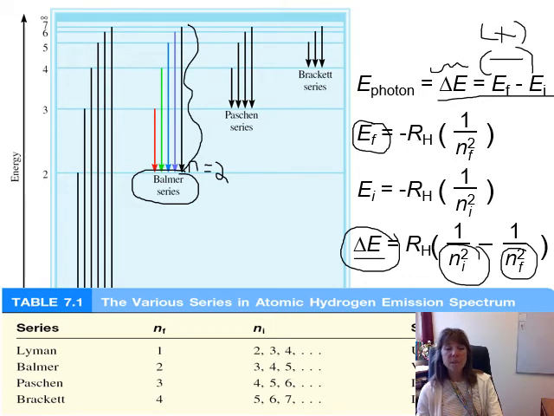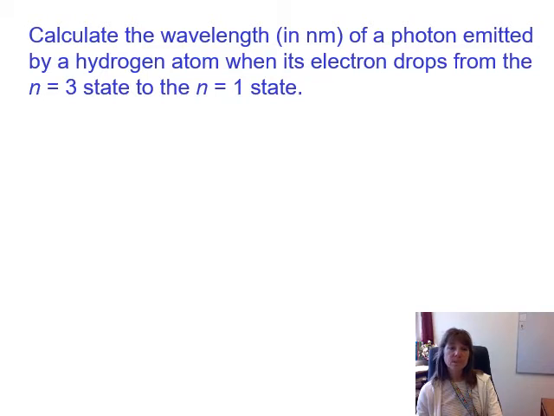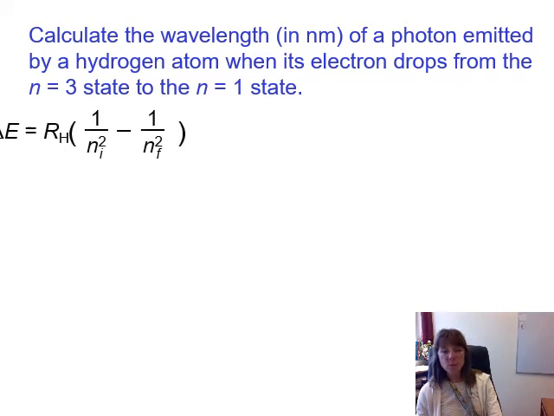That's black because it's of a higher energy than the violet, and it's not visible to us. So these are the visible lines here. The Paschen series all end on 3. The Brackett series all end on 4. As an example, this is one of your fun sheet questions: calculate the wavelength of a photon emitted by a hydrogen atom when its electron drops from 3 to 1.